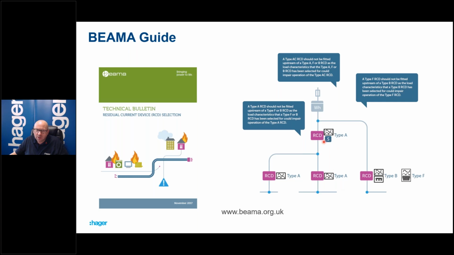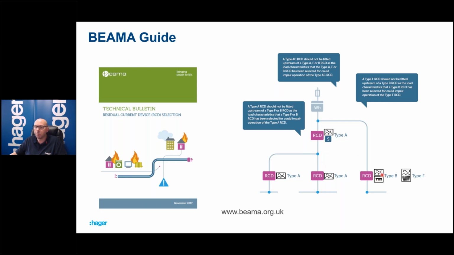Now, this one is a time delayed device because that's dealing with the selectivity side of the design. It's getting a bit more complicated now because with selectivity we talk about a 3:1 ratio. We might have a 30 milliamp here and 100 milliamp here, so we've met that 3:1 requirement. It's also got to be time delayed, so we've got our S-type device here. You're starting to think about your selectivity and your coordination of types.